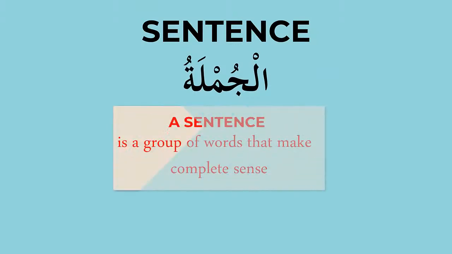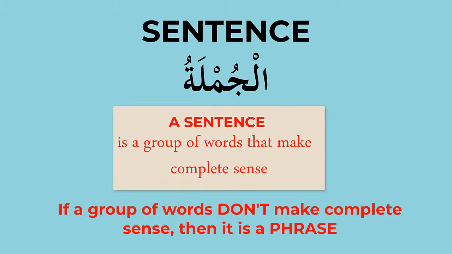When you say a sentence, in Arabic we'll say al-jumlatu. Sentence is a group of words which make complete sense, brother. A group of words which does not make complete sense, then it is not a sentence. Then we can call it a phrase. So here we are concerned with sentence.